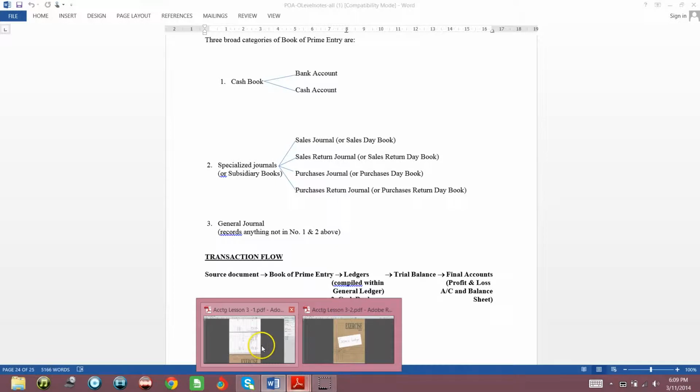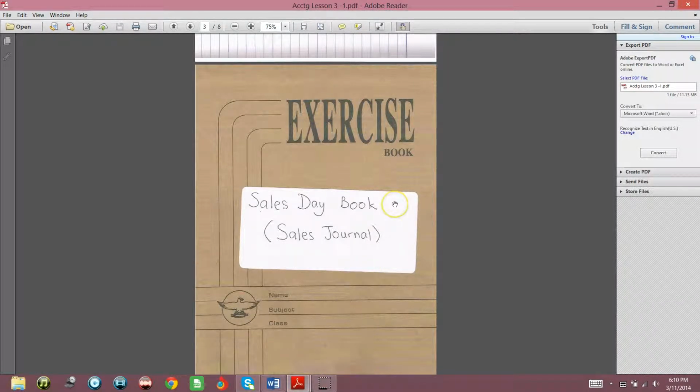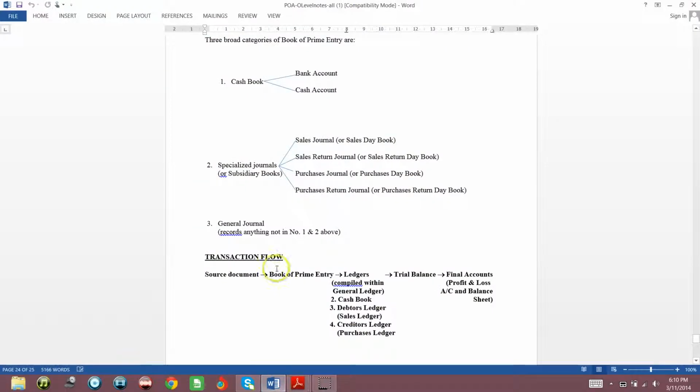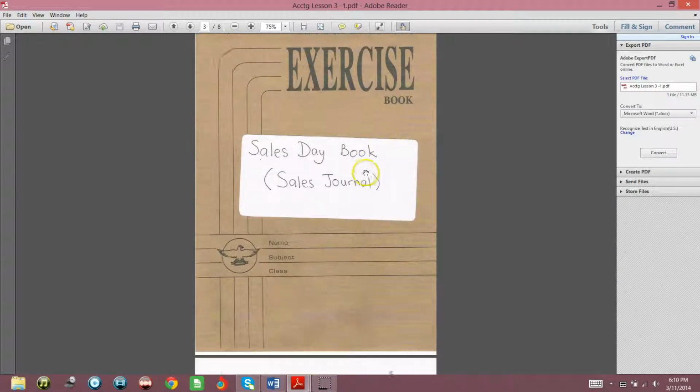Then we will record this. All these credit sales, that means those customers that buy from us on credit, we will record in a book called the sales day book. All of these we group and call sales journal or subsidiary books. This is the second category. One of the subsidiary books or specialized journals is the sales journal. Another word for sales journal is sales day book. In the sales day book, we will record our credit sales.